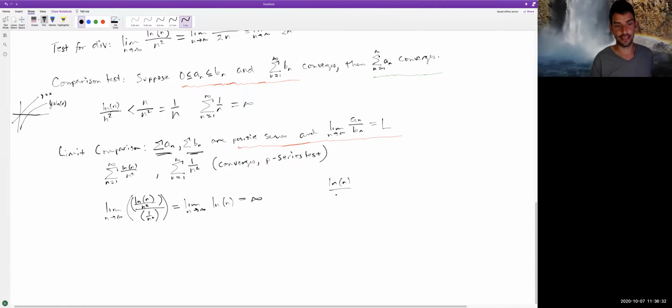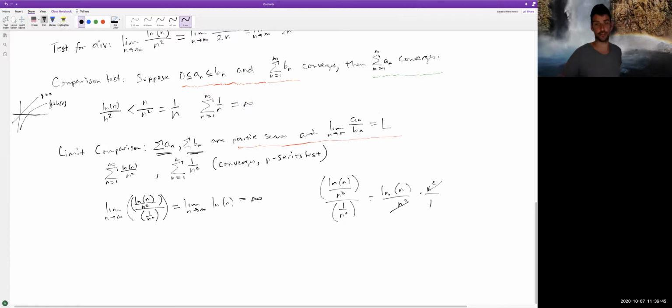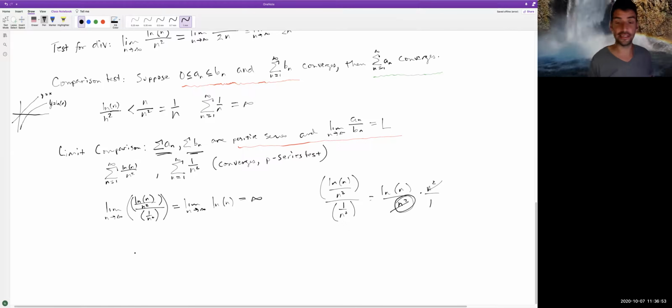The algebra I did in my head over there: we had natural log of n squared divided by 1 over n squared, which is the natural log of n over n squared times n squared over 1. Then these two canceled, and we were left with the natural log, which went off to infinity. Let's use the limit comparison on something a little different so that this n down here doesn't totally disappear. Because if I have some power of n down here, it will overpower the natural log of n, and that will give us a finite limit. So let's try this again.